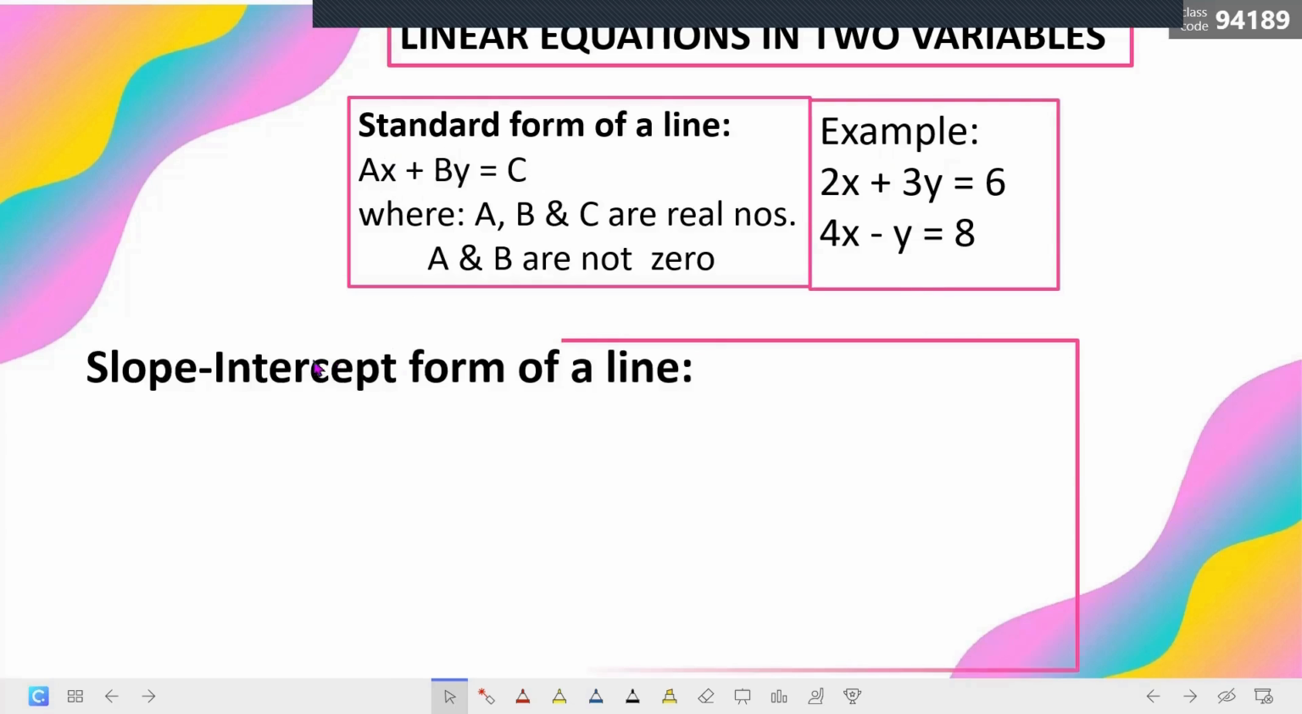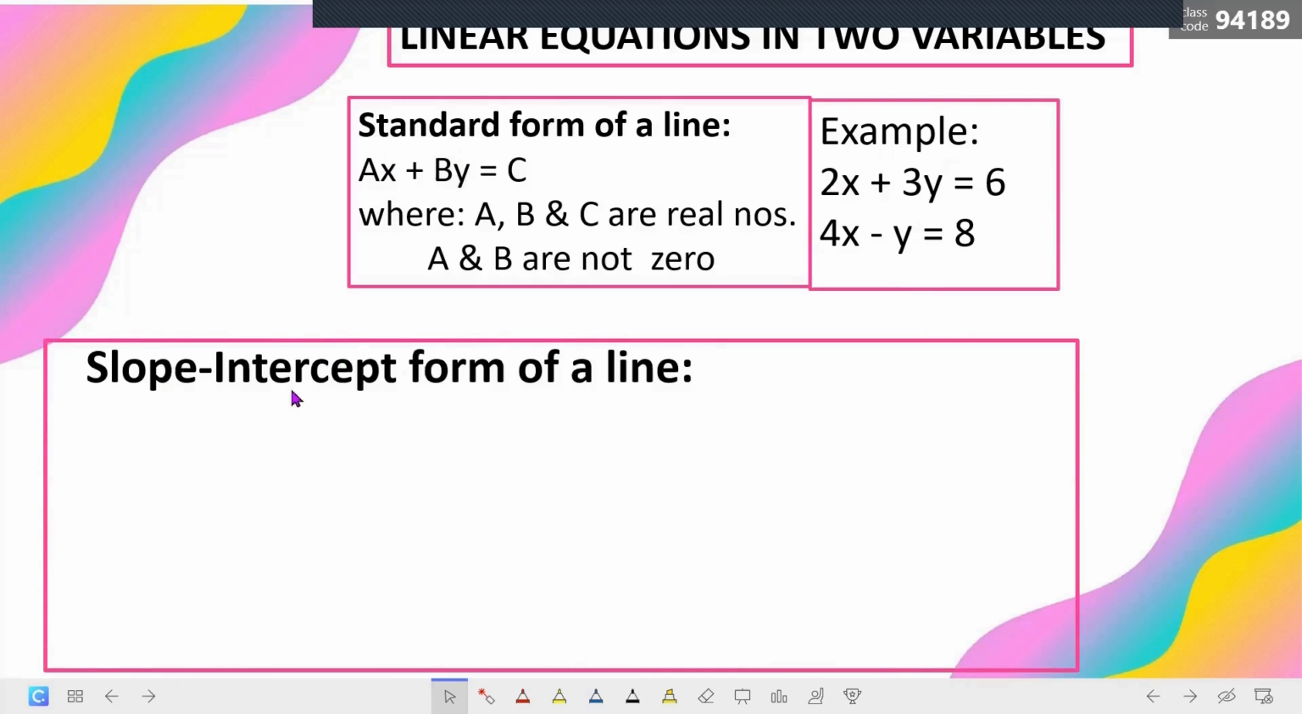Now we will go to the next form, which is what we call the slope-intercept form of a line. It is given as y equals mx plus b. The y here, as you can see, is by itself on one side of the equation, and the x variable and constant are together on the other side of the equation. So it's different from the standard form. So that is the slope-intercept form of a line.